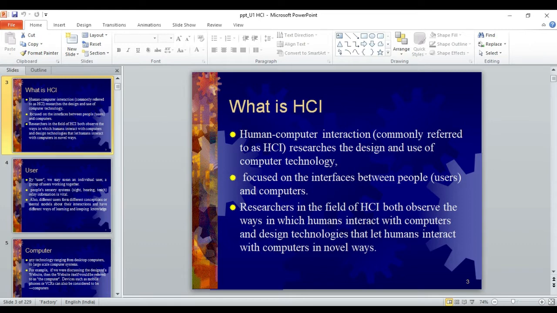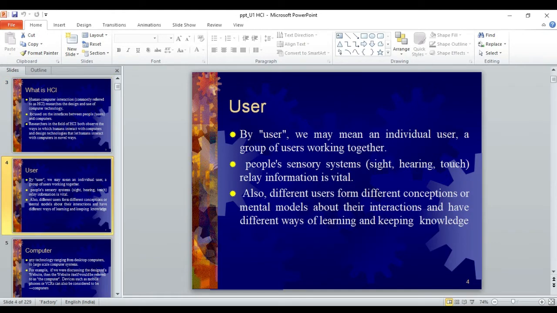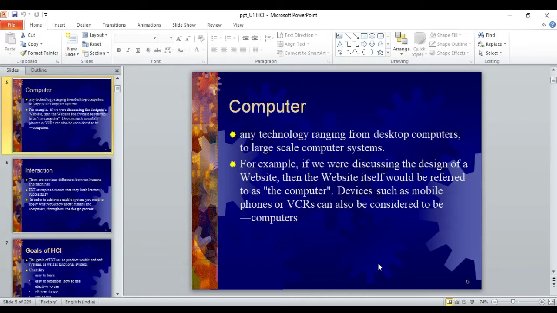Here we are going to see about three topics: the user, computer, and interaction. It has three components: user, computer, and interaction. So, what is a user? We may mean a user as an individual user or a group of users working together in an organization. The user uses the sensory systems like sight, hearing, and touch to relay information with the computers. There are different types of users with different conceptions or mental models about their interactions, and different ways of learning and keeping knowledge.